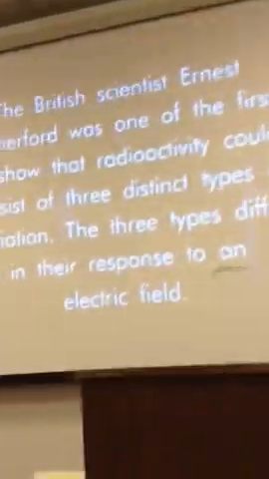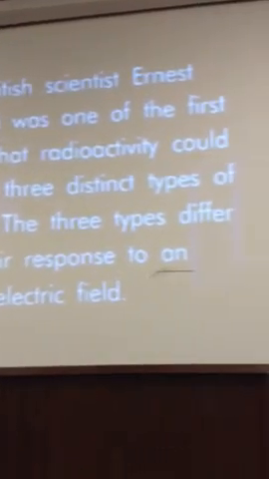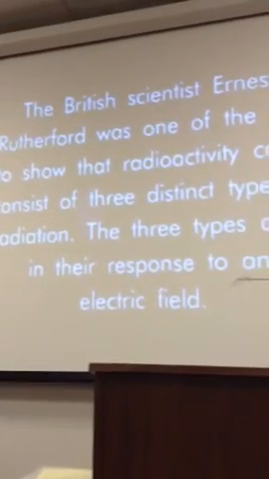So this short video is going to just... The British scientist Ernest Rutherford was one of the first to show that radioactivity could consist of 3 distinct types of radiation. The 3 types differ in their response to an electric field.